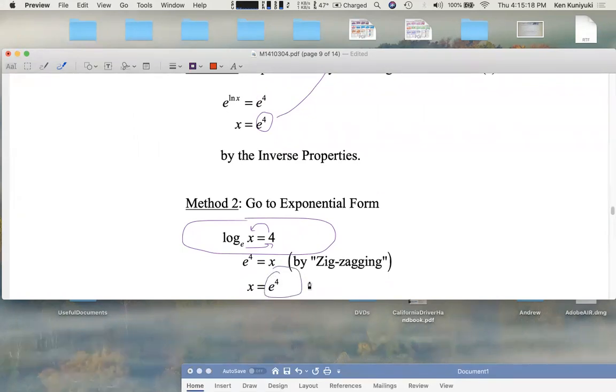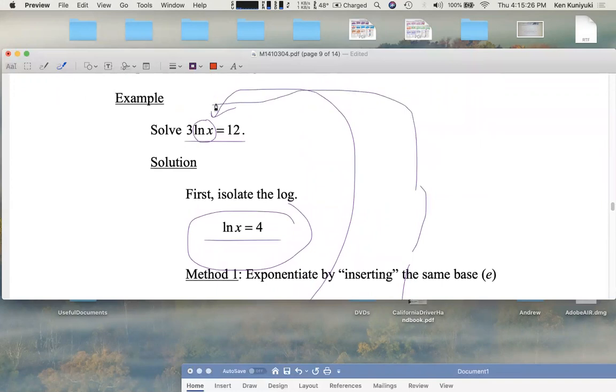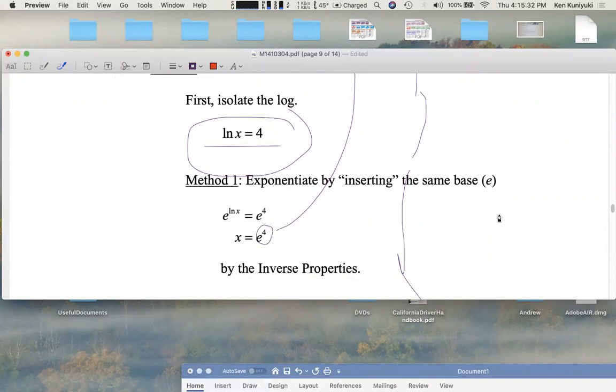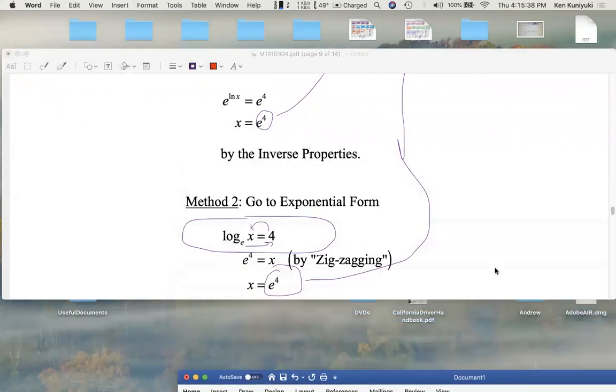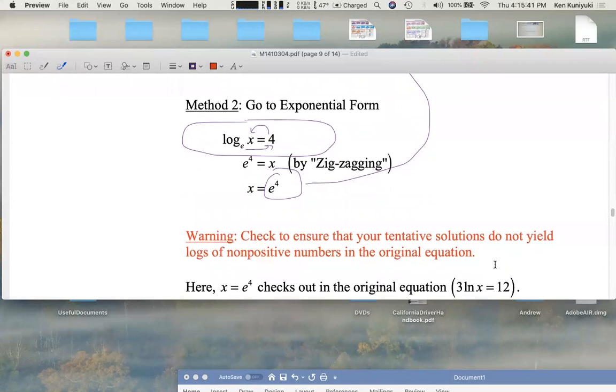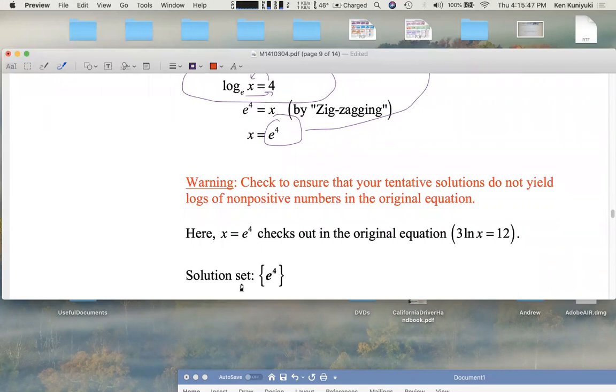Once again, we should check to make sure that when we plug in e to the fourth into the original expression, more than anything else, we have to make sure that we're only taking logs of positive numbers. We should check it formally, and we already have over here. So we check our tentative solutions to make sure that they check out. The solution set consists of the sole solution e to the fourth. Again, you could have more than one solution or no solutions, maybe all real numbers, but here we just have one solution.